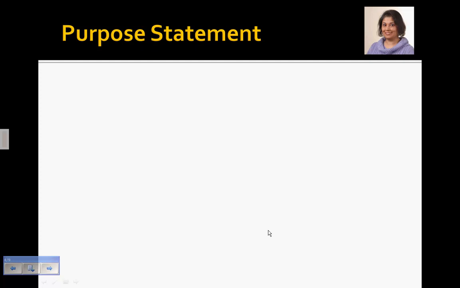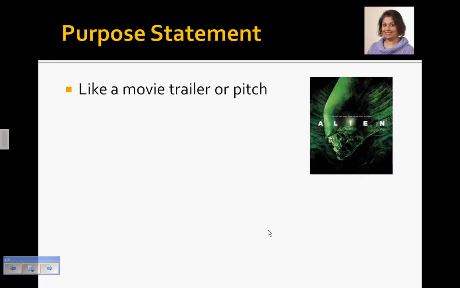Let's start with the purpose. A purpose statement is like a movie trailer or a pitch. One of the most famous pitches is that for Alien. The person who was pitching it is rumored to have said that Alien is like Jaws on a spaceship. That's it. Jaws on a spaceship. No extra words used. All of the connotations of Jaws and all the magic and science fiction feelings and thoughts of a spaceship are brought together in that one sentence.